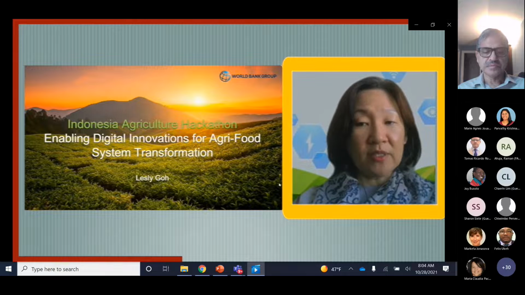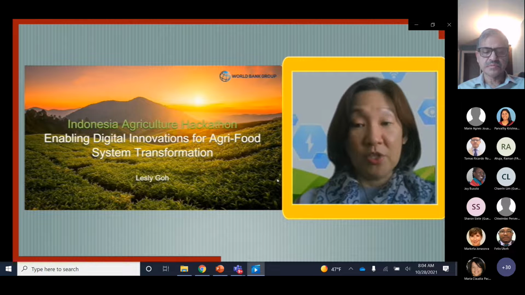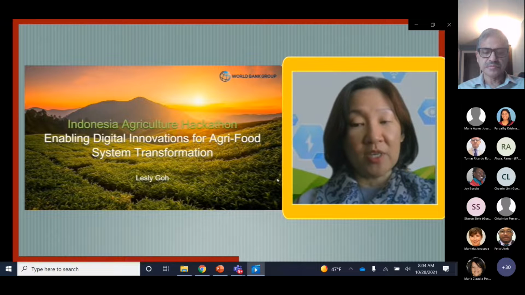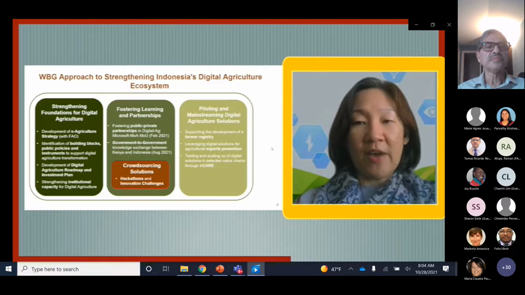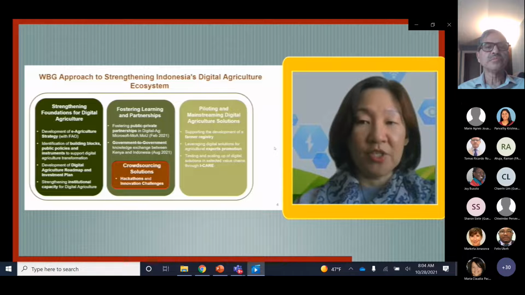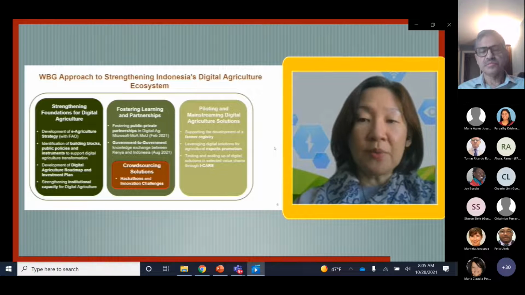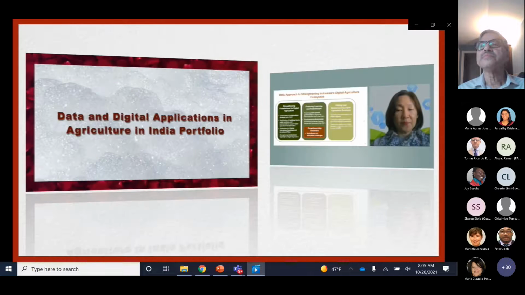Through this collaboration, which is also supported by the Ministry of Agriculture of the Republic of Indonesia and the West Java provincial government, the World Bank Group is coming together to deliver value in 3 key pillars: strengthening digital foundations, building institutional capacity for innovation through data and technology, and fostering learning through partnerships and learnings from government to government between Indonesia and Kenya.